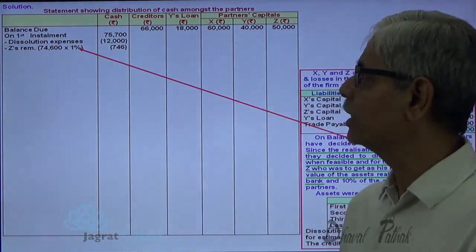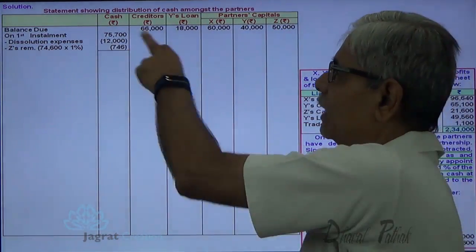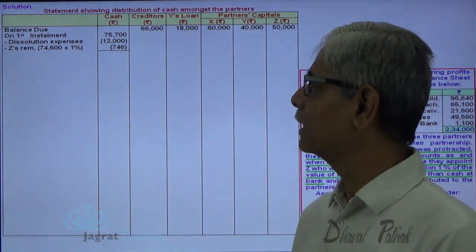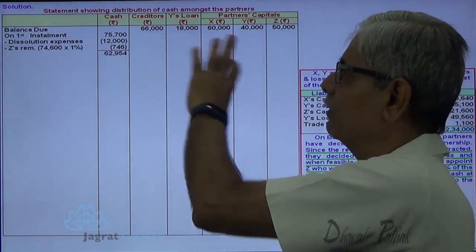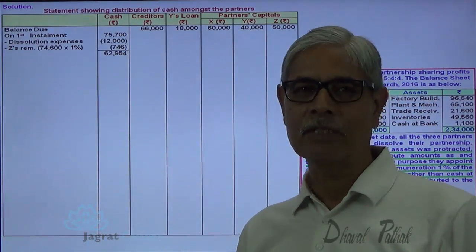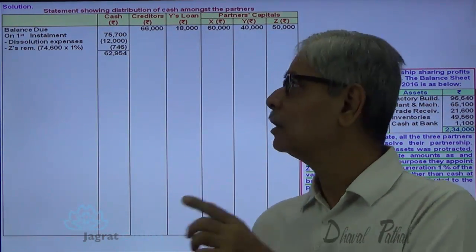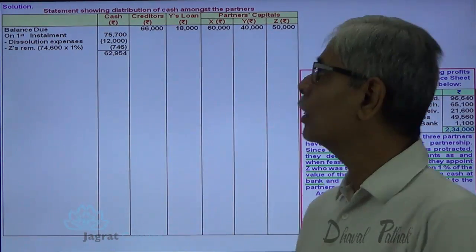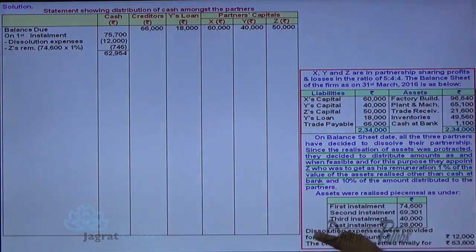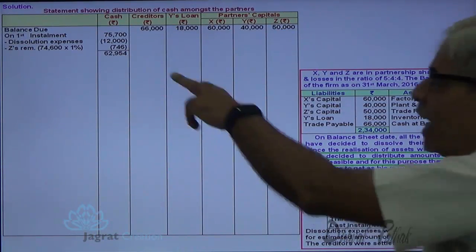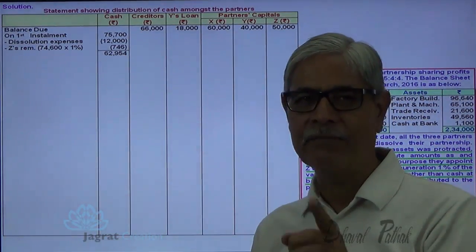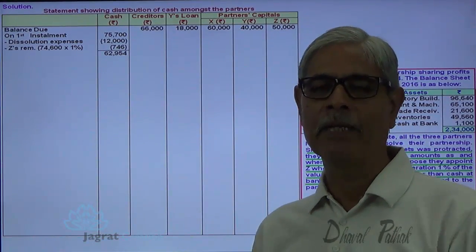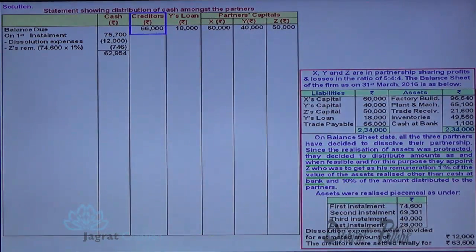So the cash available for distribution will be worked out: 75,700 minus 12,000 minus 746. This is the cash available. Creditors are 66,000. Now the first payment is to be made to creditors. Now 66,000 creditors are there, but the settlement made is 63,600. So the total amount to be paid to creditors is 63,600. I have got a cash balance of 62,954. So the entire cash balance will be given to creditors, and this is the amount paid to creditors, 62,954.